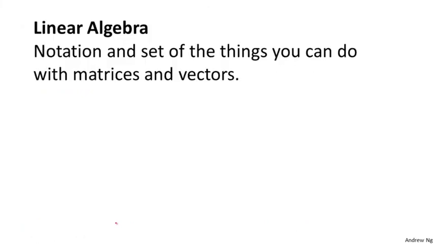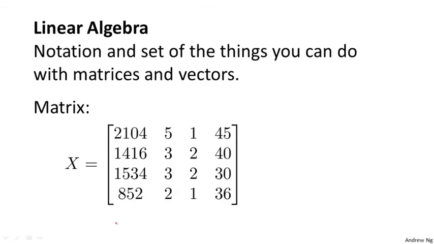Linear algebra gives us a notation and a set of operations that we can do with matrices and vectors. For example, here's a matrix where the first column is the sizes of the 4 houses, the second column was the number of bedrooms, that's the number of floors, and that was the age of the home.